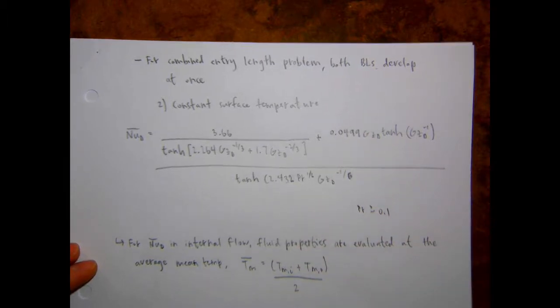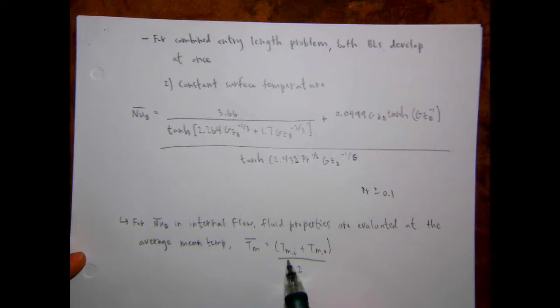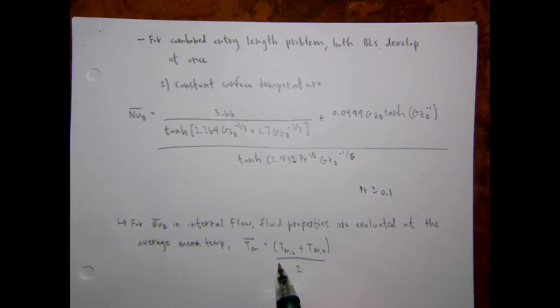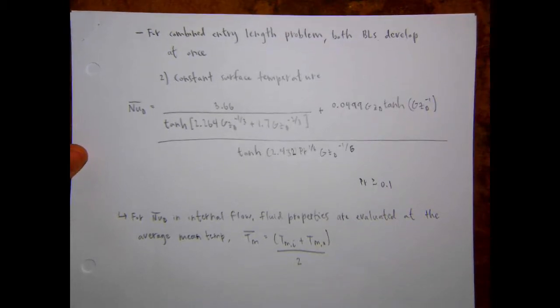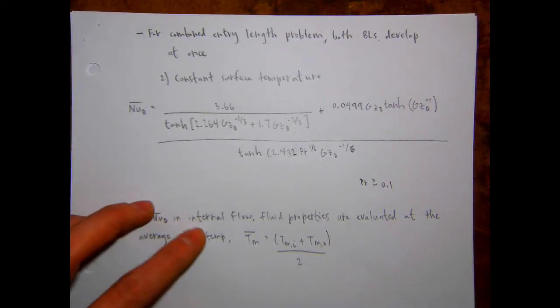And that's just the average of the mean temperature at whatever you're considering your initial location, and the mean temperature at the outlet. So whatever you're considering your first and last locations to be, it's the average of the mean temperatures at those 2 locations.